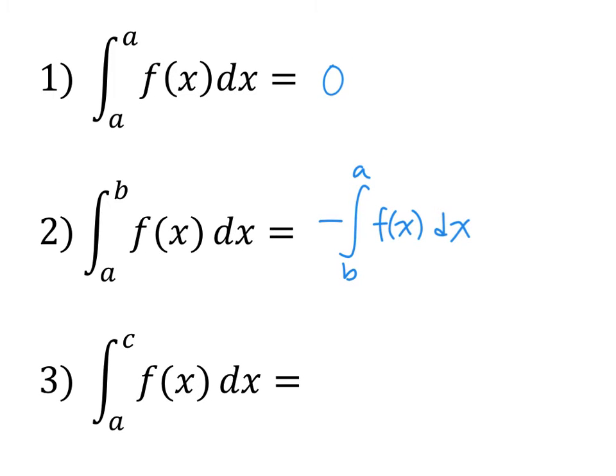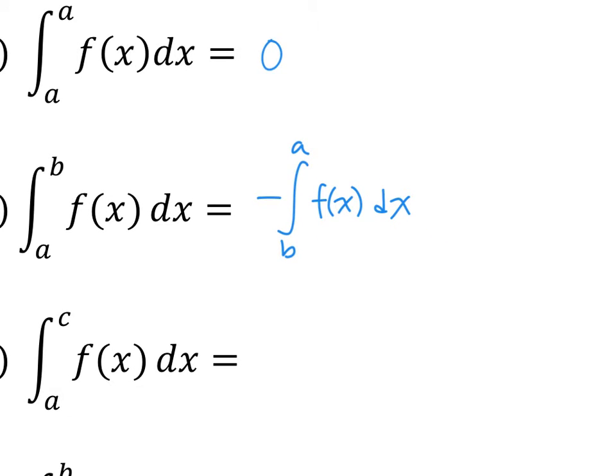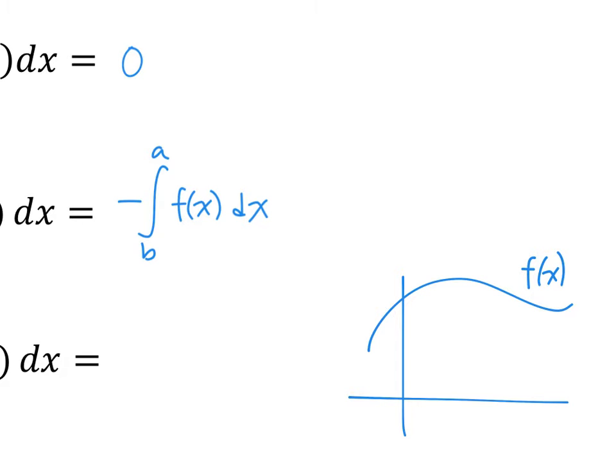Next one. This one's also very intuitive once I show you how it looks. Let's say that, let me draw it farther away. Let's say that this is f of x, and a is here, c is here. And let's say b is in between. And we are trying to figure out the area from a to c. It's very simple. Since b is in between, it's just going to be the area from a to b plus the area from b to c, right?